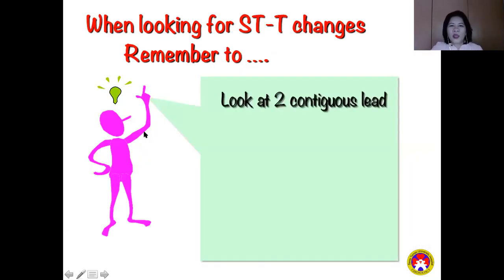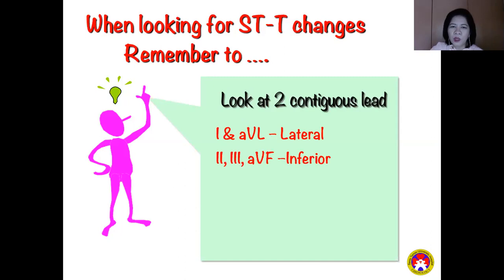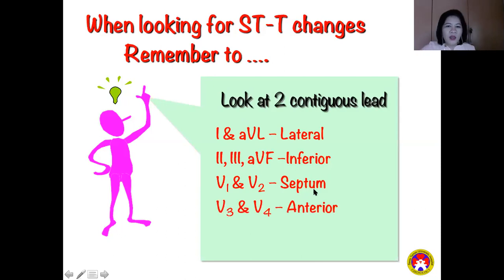Now, let's go to ST-T changes. We have learned that if we see abnormalities in the ST segment and the T wave, then we look at contiguous leads. So if we saw abnormalities in lead 1, then automatically we will evaluate aVL for the lateral wall. Leads 2, 3, and aVF are contiguous for the inferior wall. V1 and V2 are contiguous for the septum. V3 and V4 are contiguous for the anterior wall. And V5 and V6 are contiguous for the lateral wall.